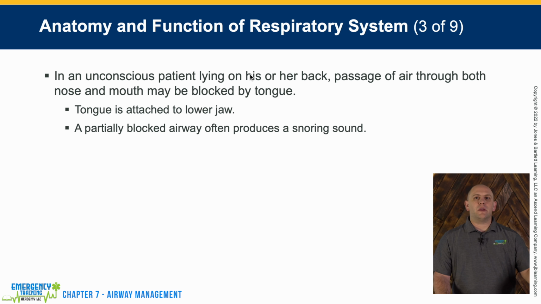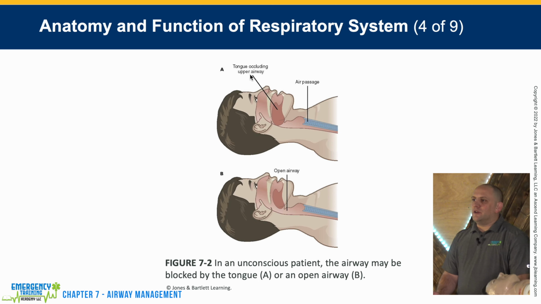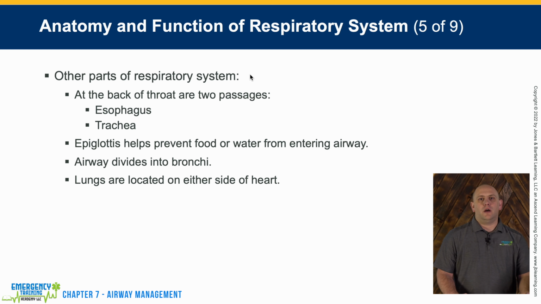In an unconscious patient that is lying on his or her back, the passage of air through the nose and mouth can become blocked by the tongue. The tongue is attached to the lower jaw, and as we relax, or if we're unconscious, then that lower jaw can relax down, allowing the tongue to partially block the airway and produces a snoring. Here you can see a cross-cut diagram, just how that tongue can move down and start to block the airway, causing that snoring.